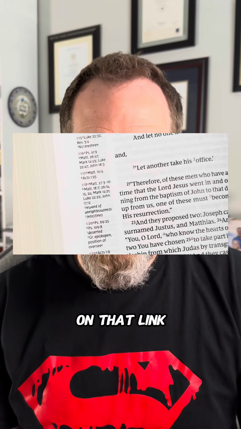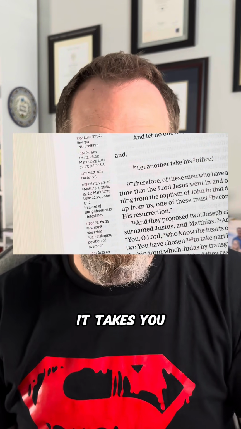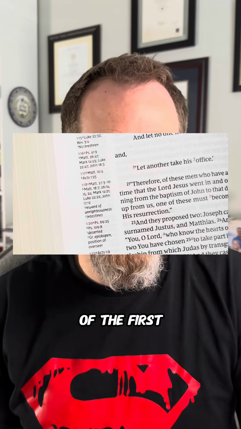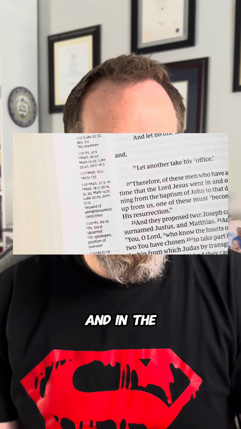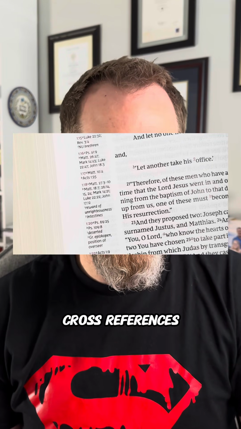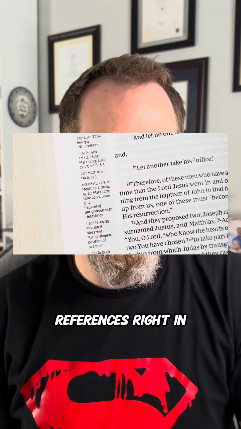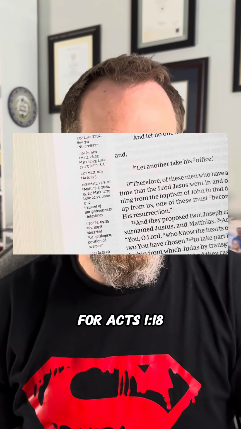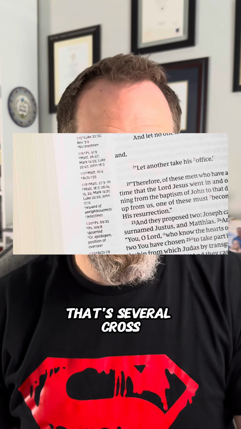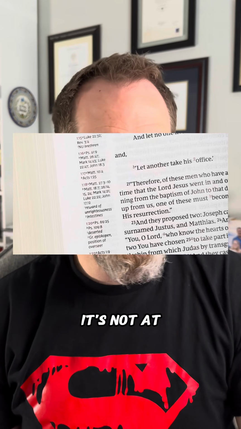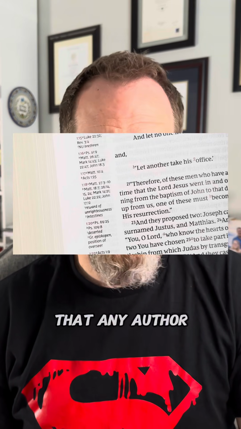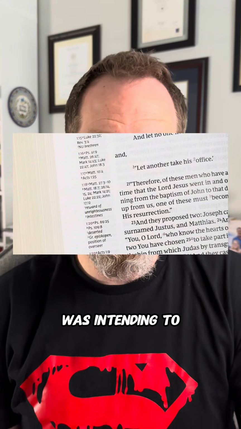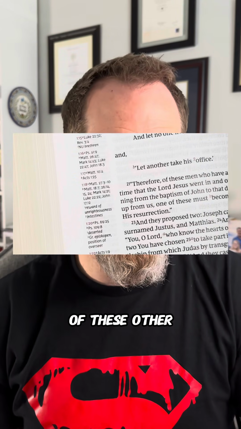If you clicked on that link on his website, it takes you to this photo of the first chapter of the book of Acts. And in the margins, you see a bunch of cross-references. And that little chunk of cross-references right in the middle for Acts 1:18. That's several cross-references. But if you look them up, it's not at all clear that any author was intending to refer to any of these other passages.